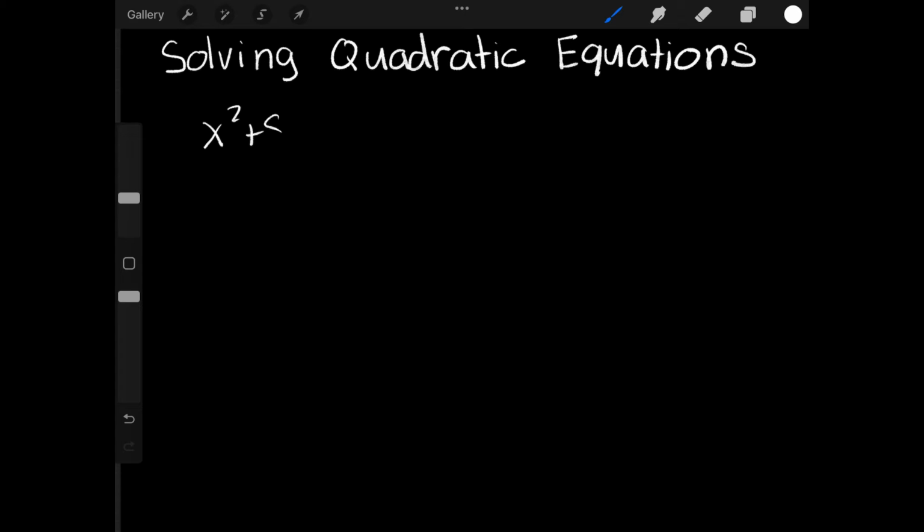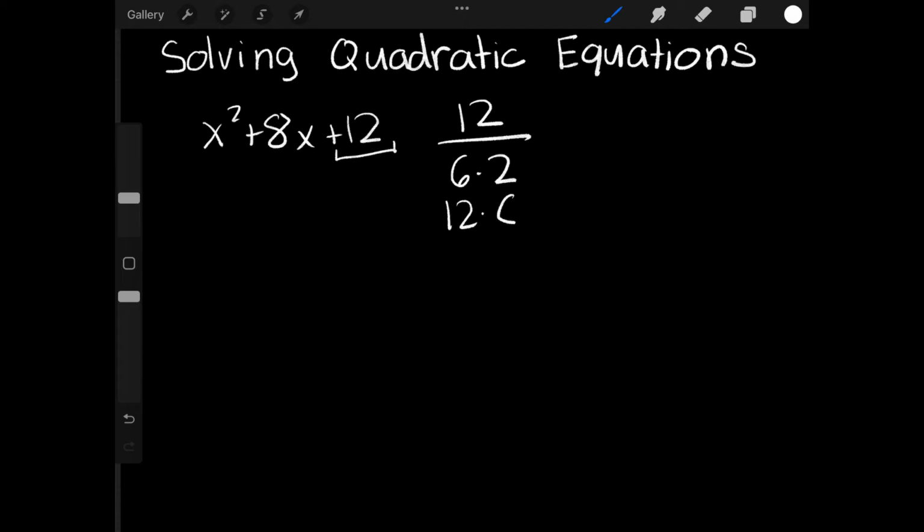x squared plus 8x plus 12. So our first step in solving a quadratic equation is you're going to want to take the c term and find factors of it. So factors of 12 are 6 times 2, 12 times 1, 4 times 3, and that's it. So now we're going to want to find our two factors that add up to 8, also known as our b term. So I know that 6 plus 2 is equal to 8, so that means that these are the two numbers that we're going to want to use.